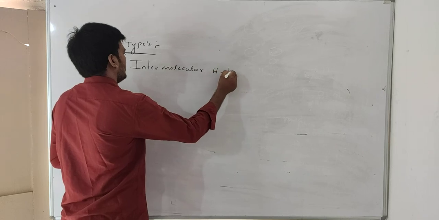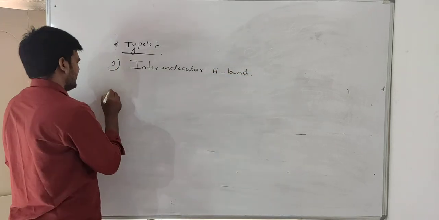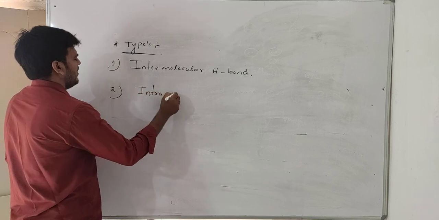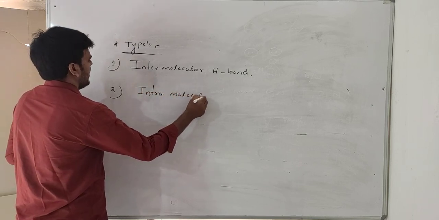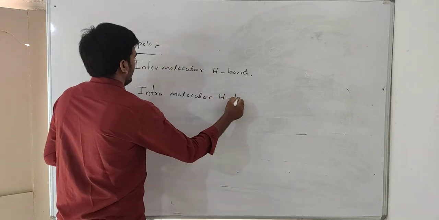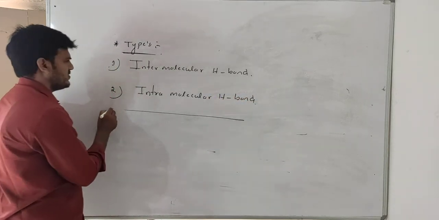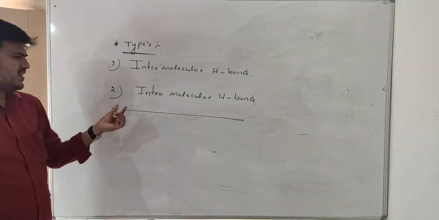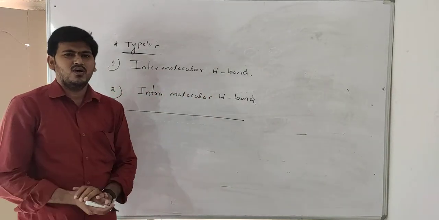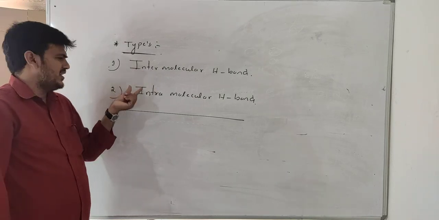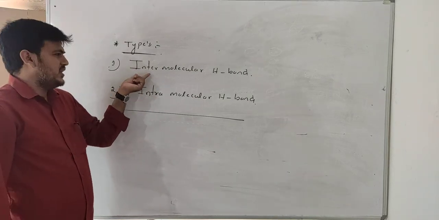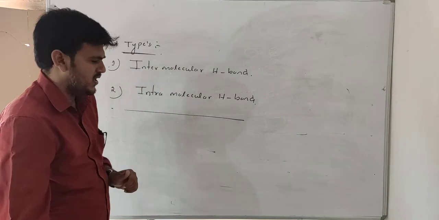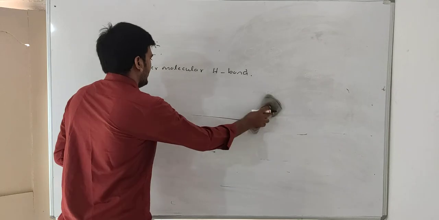Types of hydrogen bonds. The first one is the intermolecular hydrogen bond, and the second one is the intramolecular hydrogen bond. Inter, intra, I-N-T-R-A. So the first subheading is the intermolecular hydrogen bond.